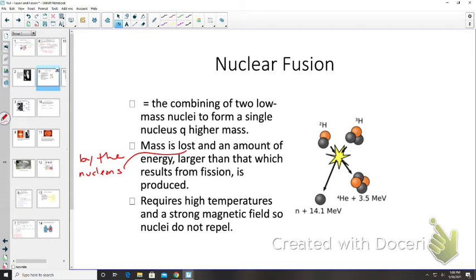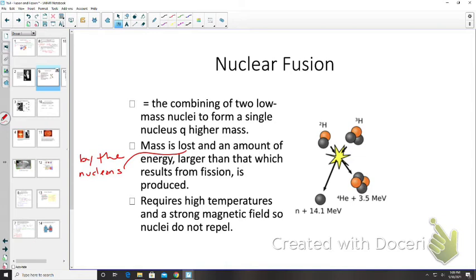Okay, in nuclear fission, mass is lost by the nucleus. Okay, so mass is lost by the nucleons, and an amount of energy which is larger than the energy which is produced from fusion is produced. So fusion creates more energy than fission. Okay, fusion, however, requires high temperatures and a strong magnetic field, so that nuclei do not repel, right?